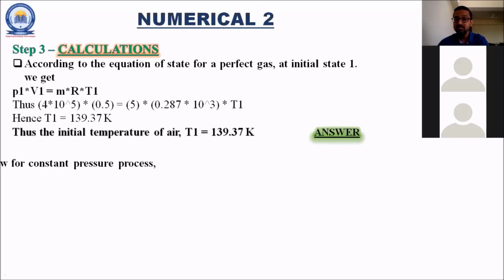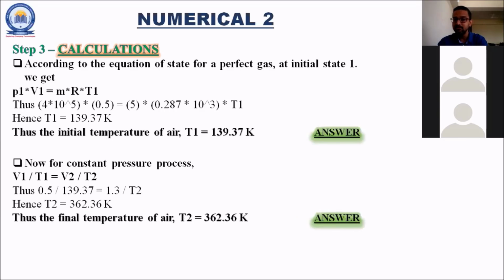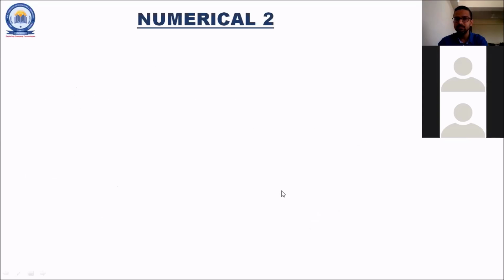Moving further, since it is the constant pressure process, we can apply the Charles law. So I can write down the equation according to the Charles law, that is V1 by T1 is equal to V2 by T2. Substituting all these values, I am getting the answer, that is T2 is equal to 362.36 Kelvin. This is the final temperature of the air. So T2 is equal to 362.36 Kelvin. Okay, I hope you have got these answers, very easy to understand. Let us proceed further.